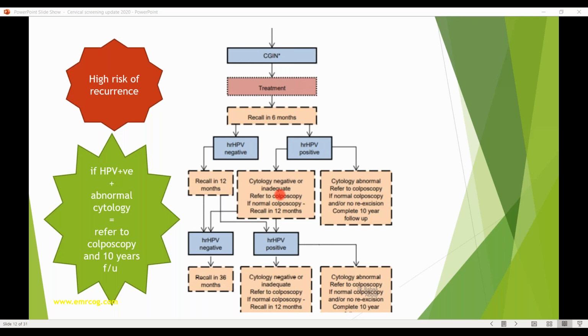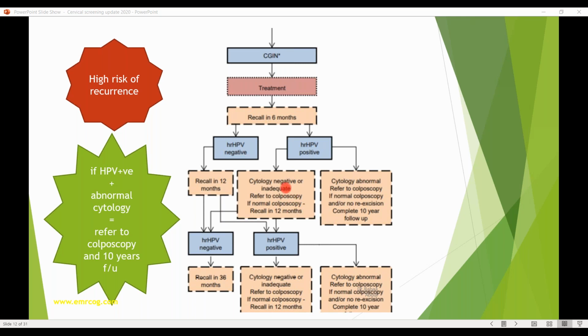Okay, so this is the thing. It's cytology negative or inadequate, going to colposcopy. Remember, when I say in the follow-up of a treated lesion, we will refer to the colposcopy no matter what the cytology is. Is it correct? But why, doctor, has he given me 2 boxes here? I will tell you why. This is a good question.